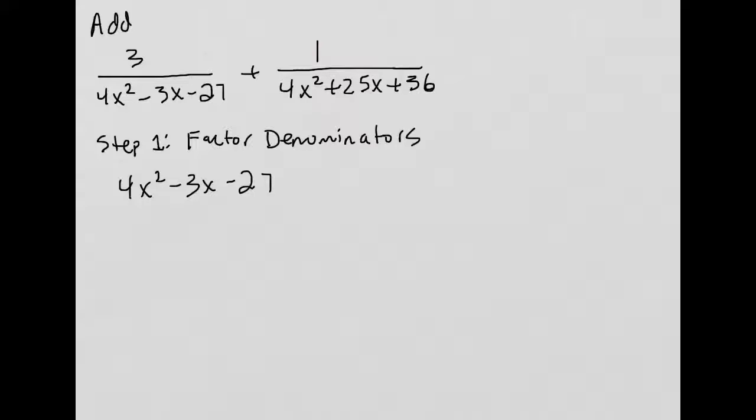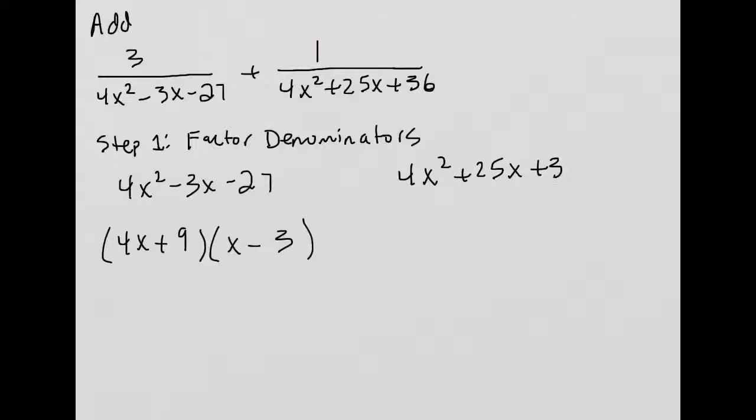So if I were factoring this guy out, what we would end up with ultimately is 4x plus 9 times x minus 3. And again, I'm not showing my work here just to save time. So if I look at the second denominator, 4x squared plus 25x plus 36, that guy factors into 4x plus 9 times x plus 4.